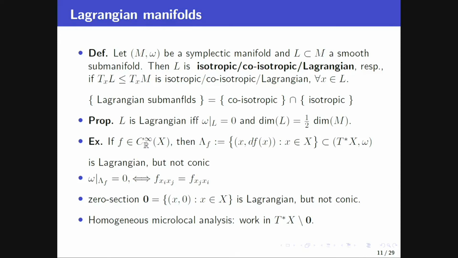And dxc wedge dx, actually, this is 0 if the second order derivatives are equal. That is, d²f/dxi dxj equals d²f/dxj dxi. Yeah? But it's exactly true because f is C², and Clairaut's theorem will tell us that these derivatives are equal. So omega vanishes here, so indeed this is a Lagrangian. But again, it's not conic. When f is 0, we have the 0 section, and again, it's Lagrangian, not conic.